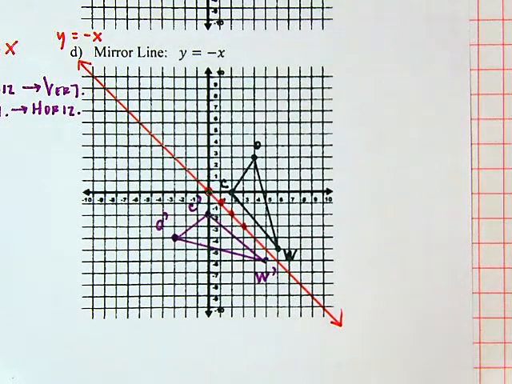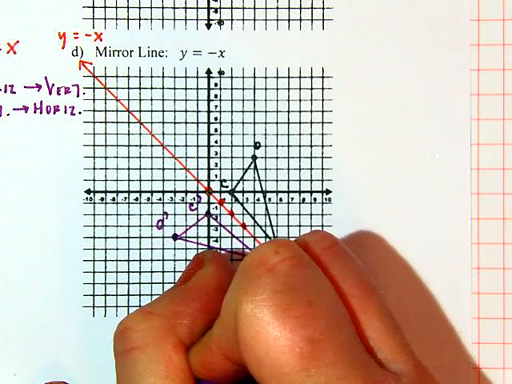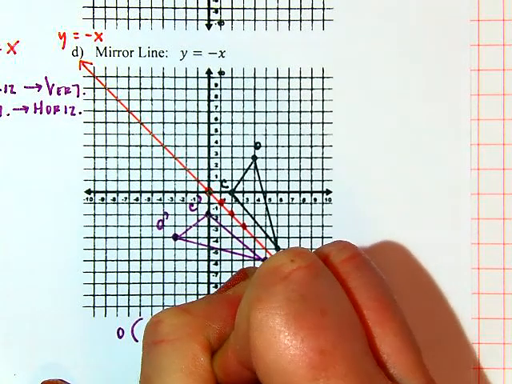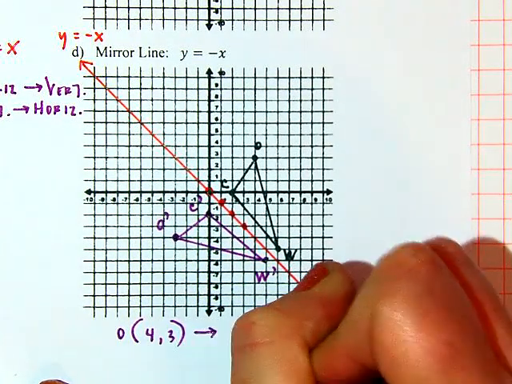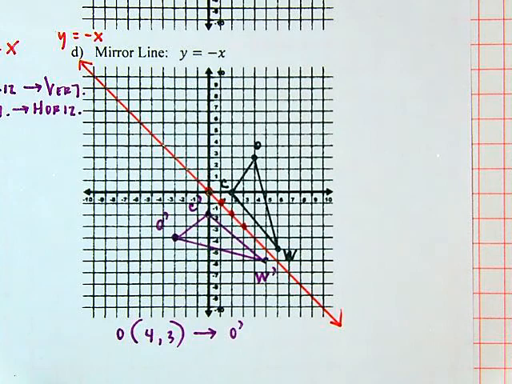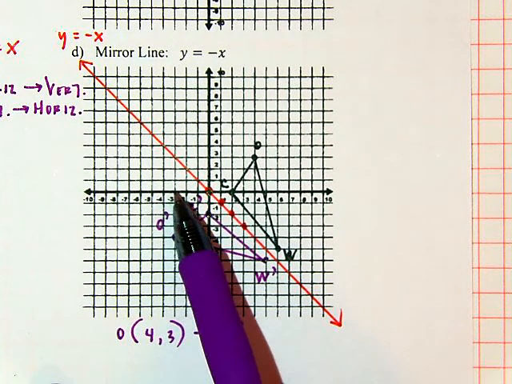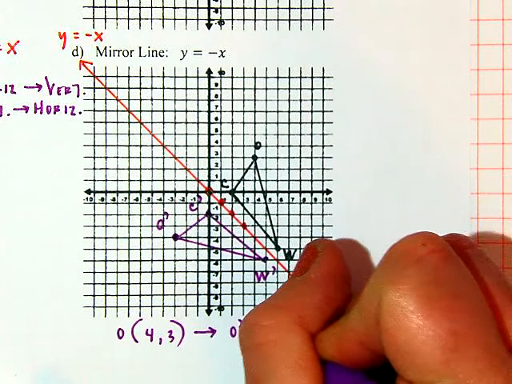Okay, so if I come up with a rule, let's say that I look at the O's again. So O started off as (4, 3). What did it become when it reflected over y equals negative x? So we see it right here. It's (-3, -4).